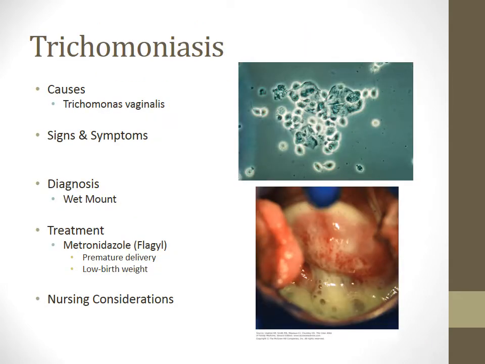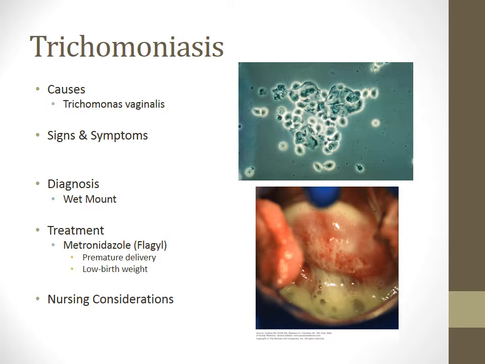First one we're going to talk about is trichomonas. This is a curable disease. It's caused by Trichomonas vaginalis, which is a single-cell protozoan parasite. This can actually cause pregnant women to go into preterm labor. So we need to get this diagnosed and treated quickly in all women, both pregnant and not pregnant.